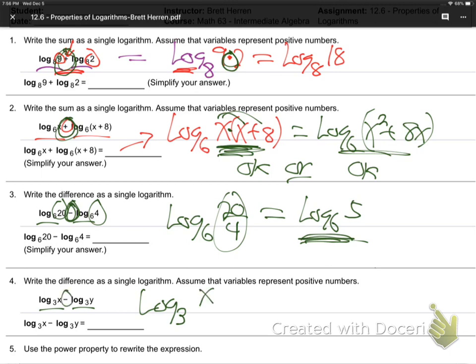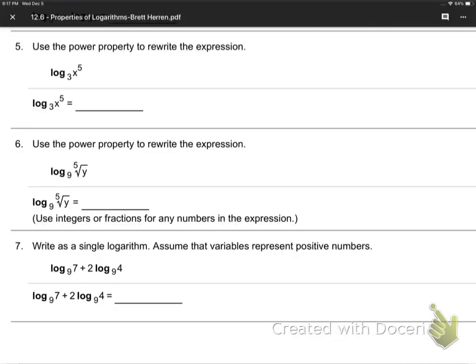Subtraction becomes division, a harder job for 1 log. Okay, so number 5. Now this one, we're just going to take that power, it's just going to come down to the front. So it's going to be 5 times log base 3 of x, and we're done. That's it. These are pretty quick.